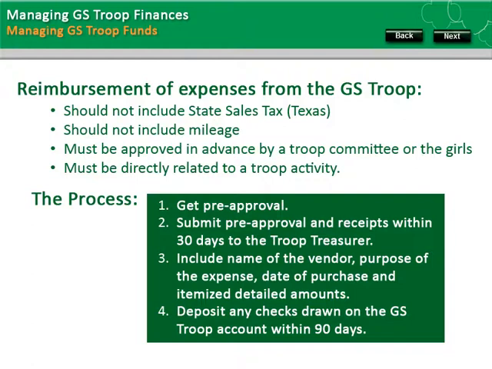Submit the final request with the pre-approval documentation and copies of all receipts within 30 days of the date the expense is incurred or the date of the event. The form should include the name of the vendor, store, or other location, the purpose of the expense, the date the purchase was made, and a detail of the itemized amounts to be reimbursed.